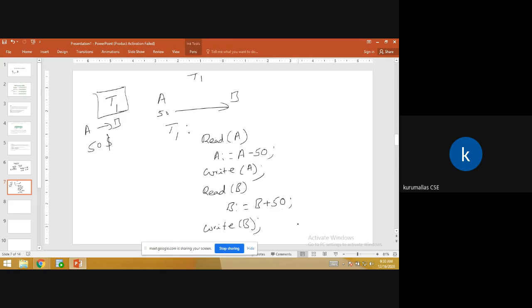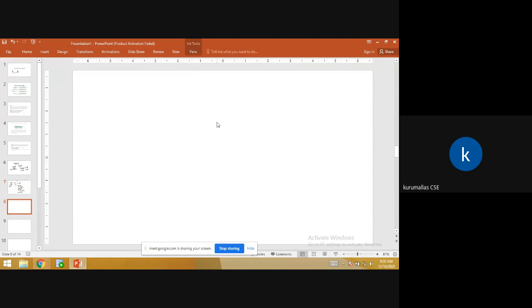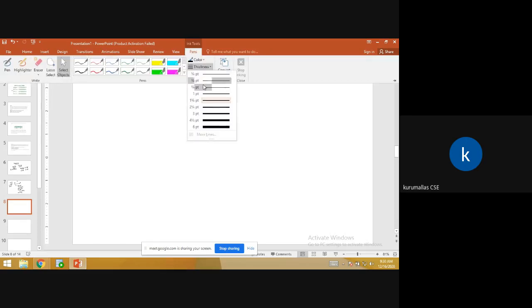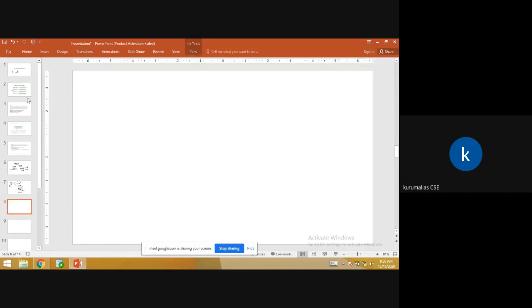Next, what are the basic transaction states? What are the different types of transaction states? Here we have one diagram. This is very, very important: transaction state.